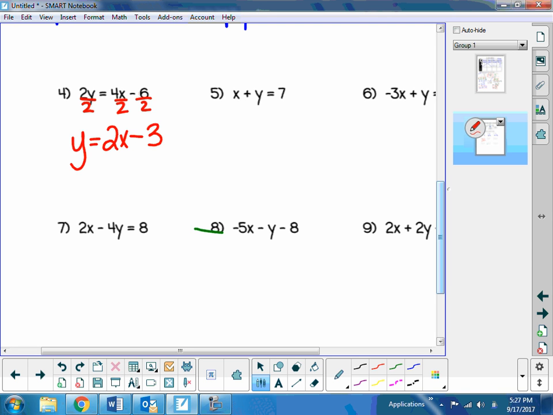Okay, so my y is isolated now, it's all by itself, so my slope, again, is going to be that number in front of the x. My slope is 2.